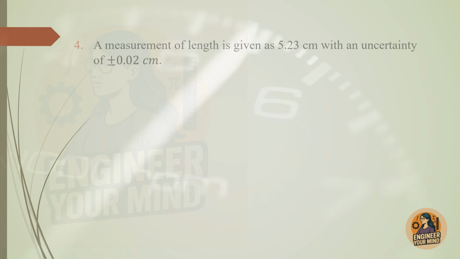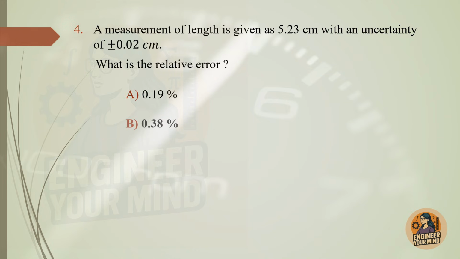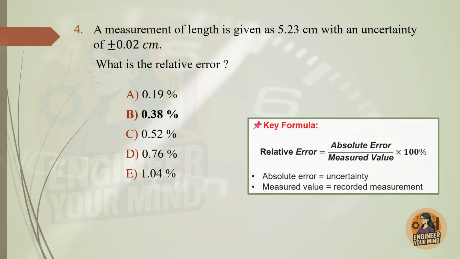Let's solve this physics measurement question step by step. A length is measured as 5.23 centimeters, with an uncertainty of plus or minus 0.02 centimeters. We are asked to find the relative error. Step 1. Recall the formula. Relative error is calculated using the formula: relative error equals absolute error divided by measured value, multiplied by 100%. In simple words, relative error equals uncertainty divided by measurement times 100.